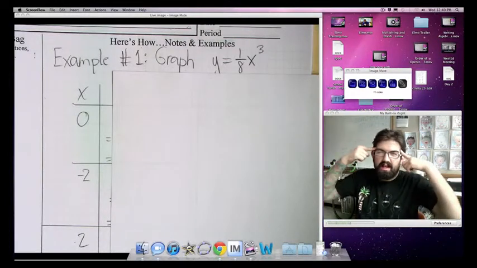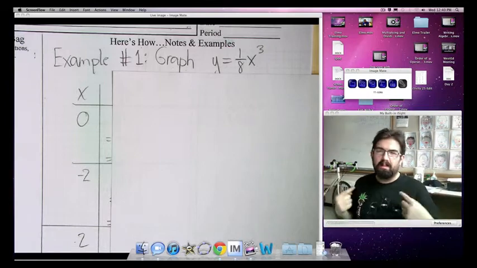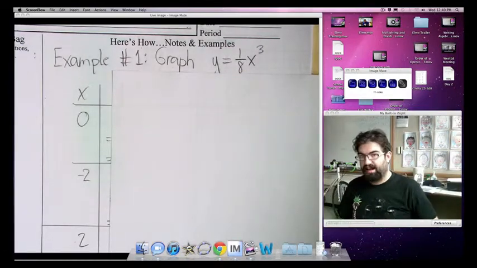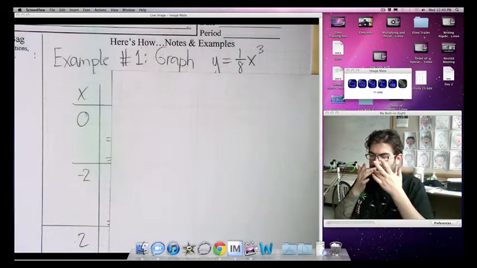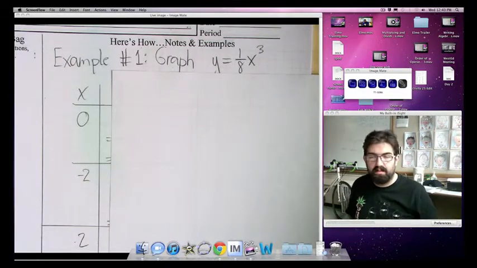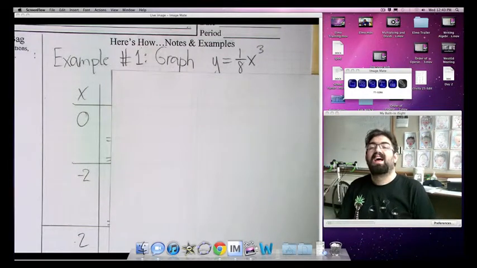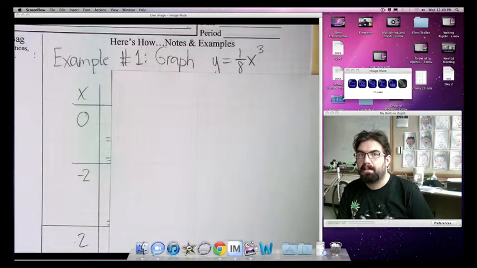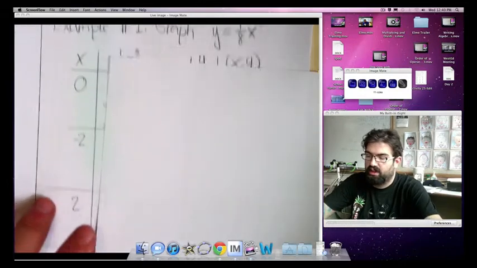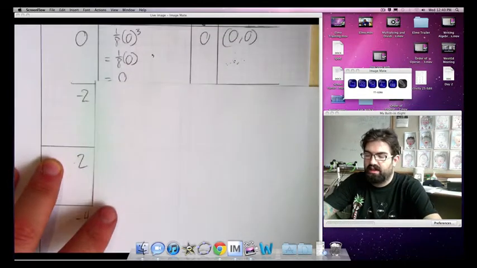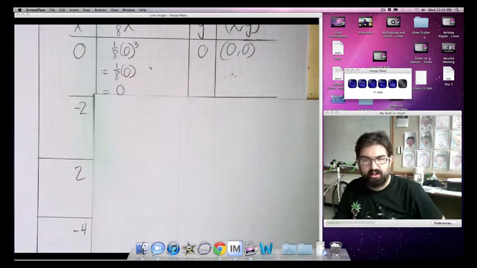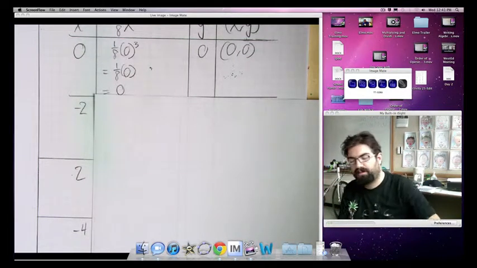So now I'm trying to think ahead a little bit of like, what's going to pop out of this x to the third power? Because I need to divide that by 8. So this goes right along with like the whole divide, choose your inputs wisely. I want something that's going to give me an 8 back, or something that can be divided by 8. So here we go. Of course I did 0. That's my y-intercept. 0 to the third is 0. 1/8 times 0 is 0. So that point is 0, 0.